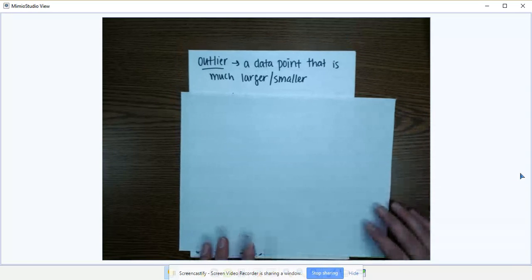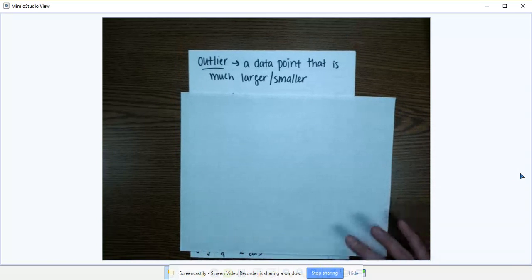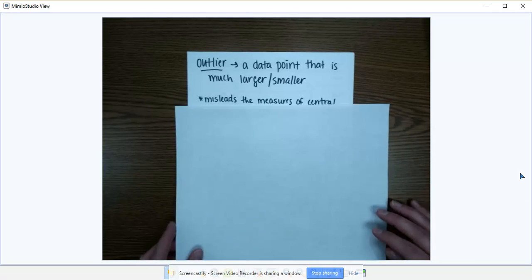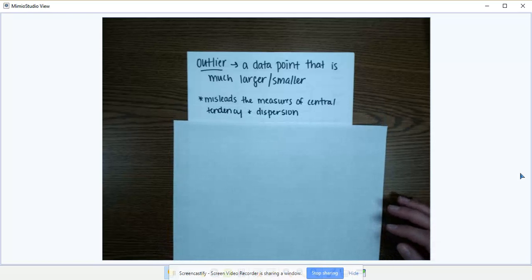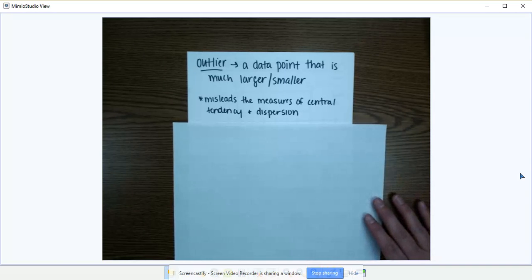Okay, when we look at statistics or a set of data values, we also sometimes have what we call outliers. An outlier is just a data point or two that are substantially smaller or larger than any other of the data values. And they can really throw off your mean, median, mode, your range, or your standard deviation. So those measures of central tendency and dispersion.